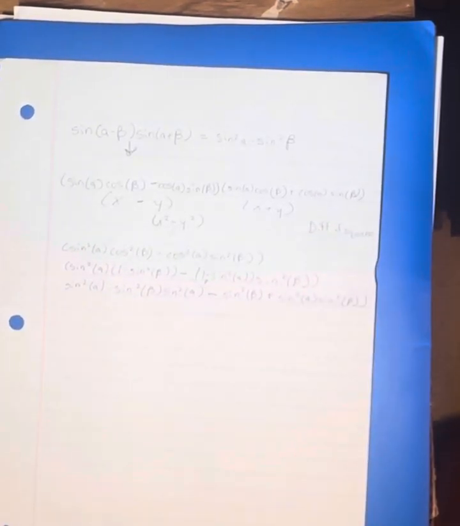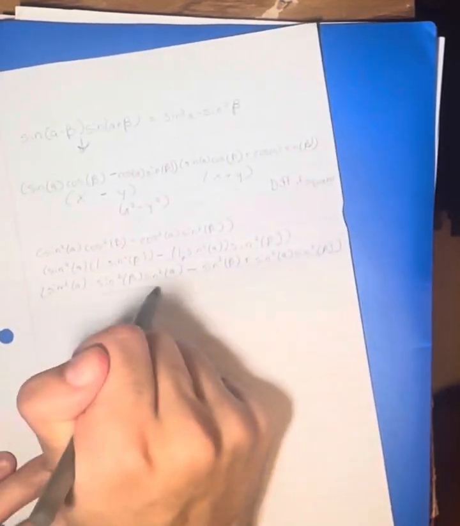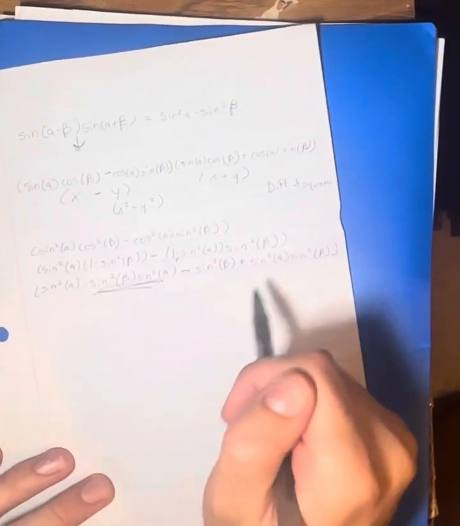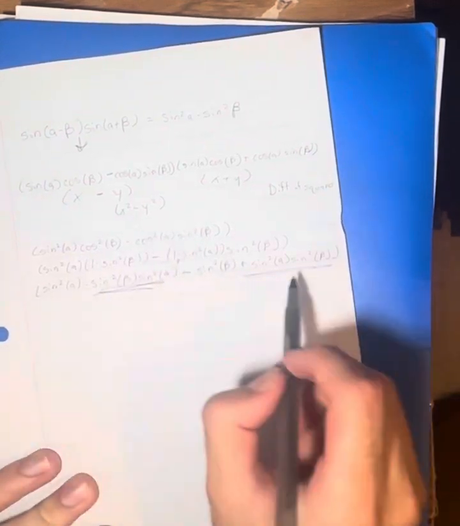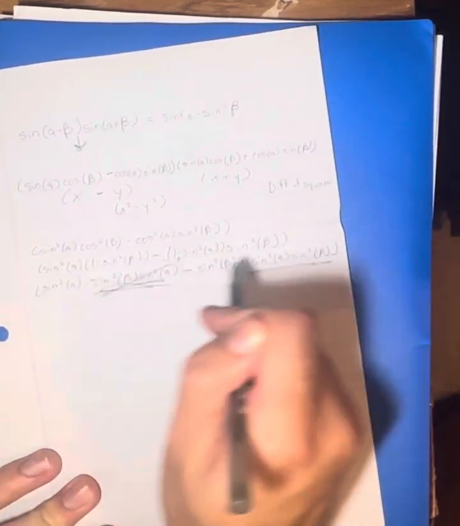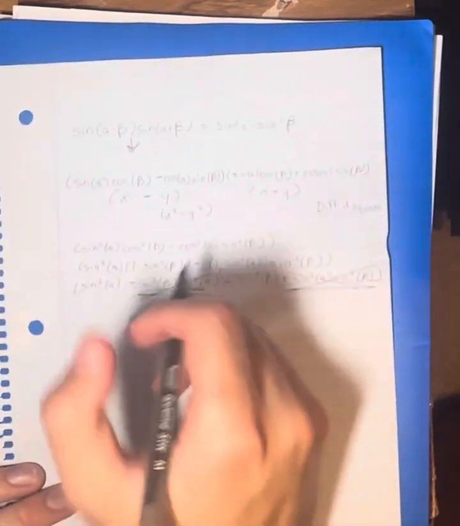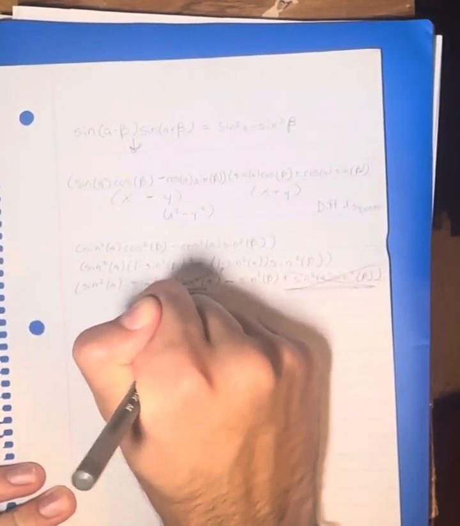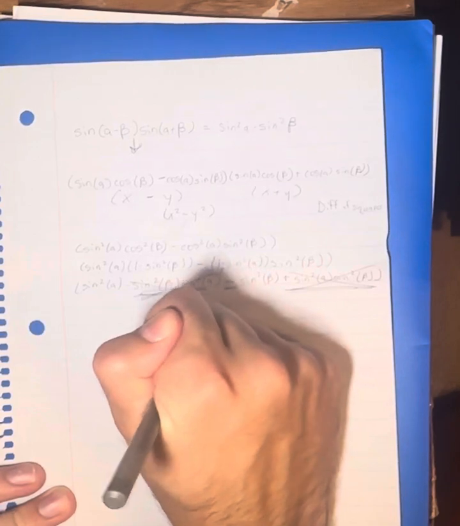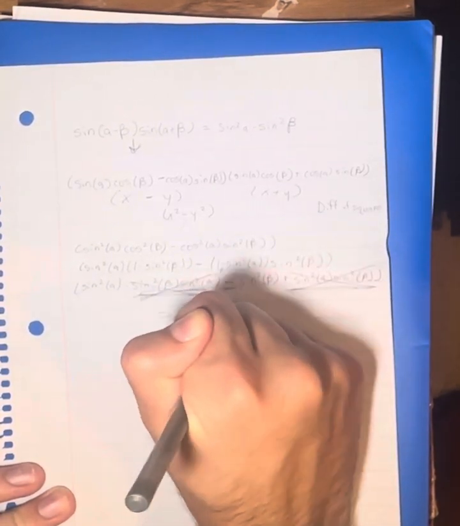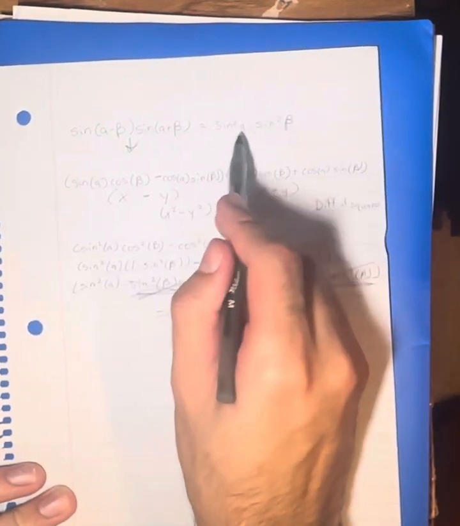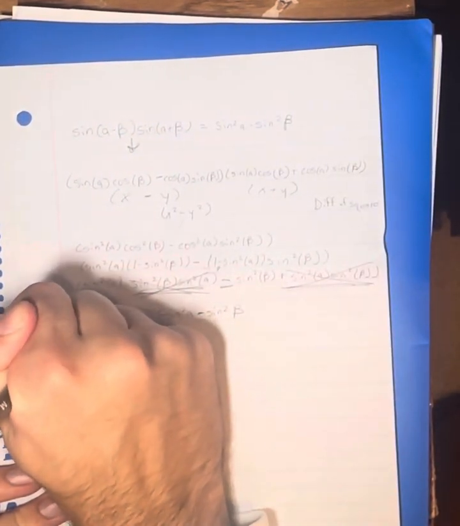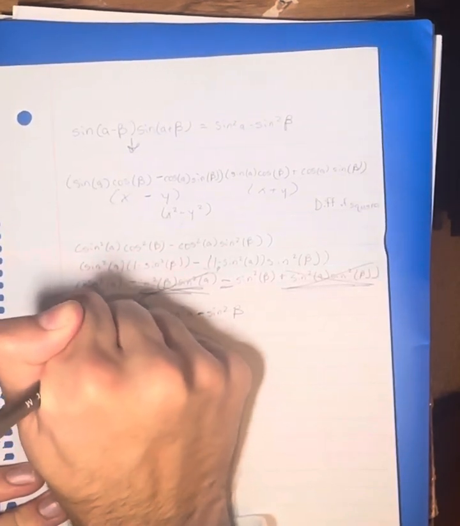The first thing I notice is that we have a negative sine squared beta sine squared alpha here, and a positive sine squared alpha sine squared beta right over here. These equal the same thing, but they're opposite, so they're going to cancel out. What is left is sine squared alpha minus sine squared beta, which is exactly what we have up here. And so these are going to prove each other.